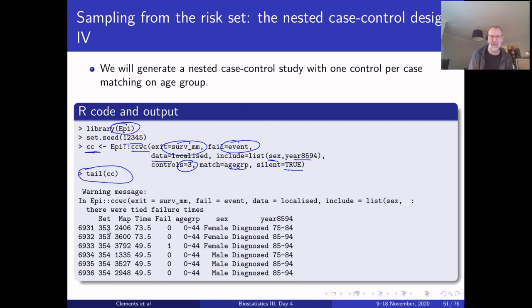If we look at the tail of this data frame, we have something called set and map. I think map might be row number, and then these are the times. It shows that you've got this set here, and there would be another 2 in the set, and the times are all the same here. The age group has been matched, but sex varies and calendar period of diagnosis varies, and we have the event here.